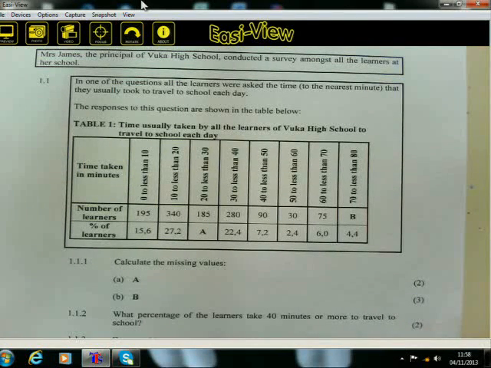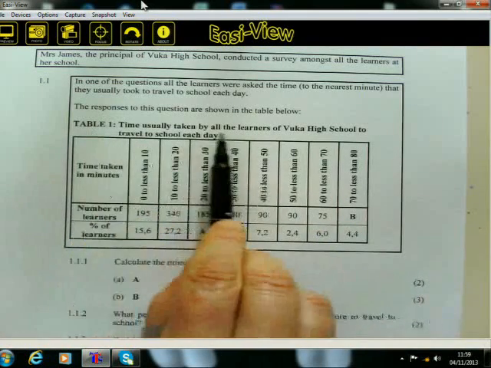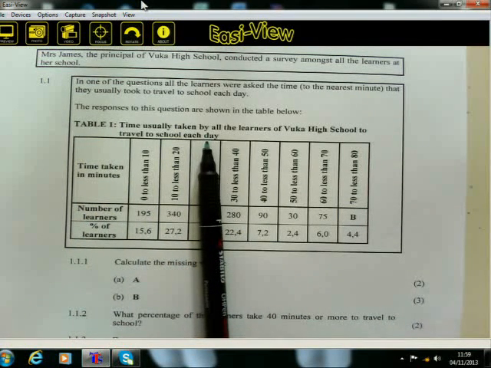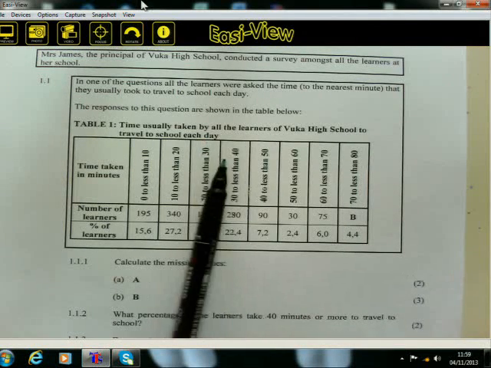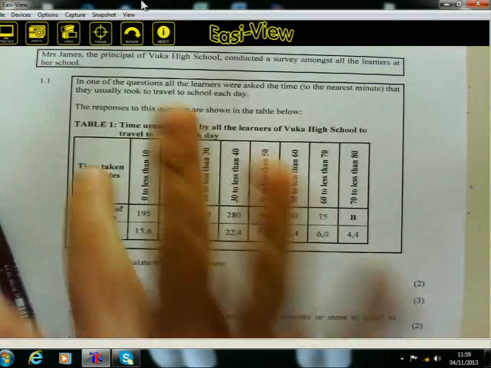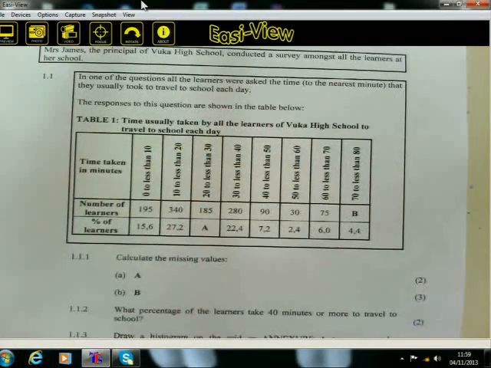Very important, when you are given a table, that you must first of all understand what is shown in the table, and then you must understand how to read the table well. The heading that you see here clearly tells us what is in the table. In the table, you will see the time usually taken by all the learners of Vuka High School to travel to school each day. They say clearly that on this row, we are going to give you the various times given, the various times that it takes learners to go to the school.